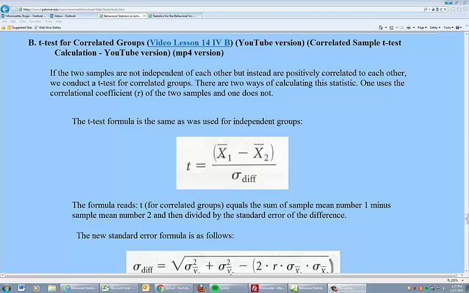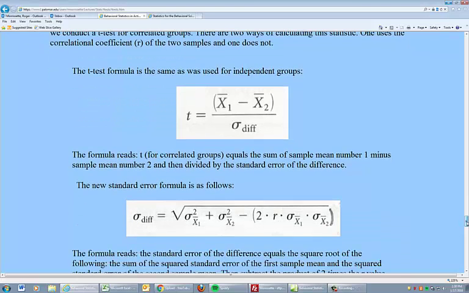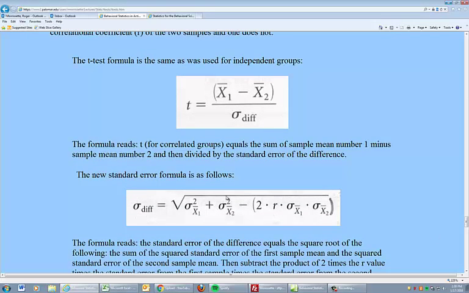And the numerator is the same. We just subtract the difference between the means. But of course, the standard error of the difference is a little different here. So if you look at this first section here, this is exactly the same as the standard error of the difference of the independent group formula. So that's the same. Calculate that the same way you did in the above example.